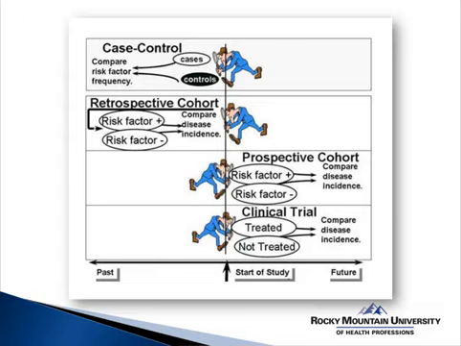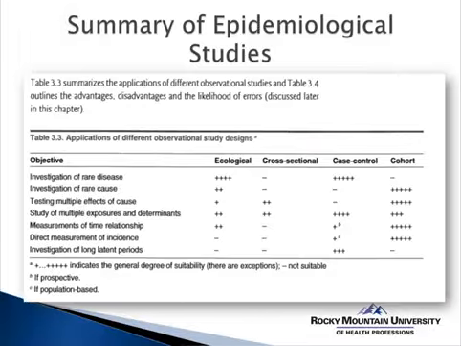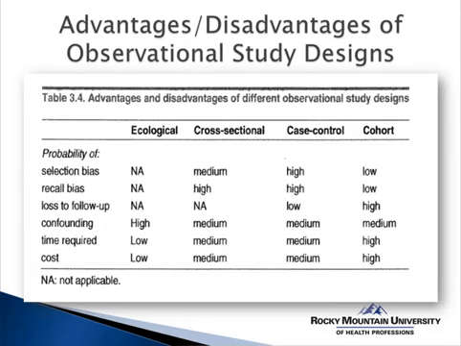With a case control and with a retrospective cohort, we're looking into the past. With a prospective cohort, we're looking into the future. Same thing with a clinical trial, we're looking into the future. Here's a summary of epidemiologic studies looking at the strengths regarding different objectives. So this is just reference information for you in case you come across different studies for your particular clinical question. Here are advantages and disadvantages of other observational studies.